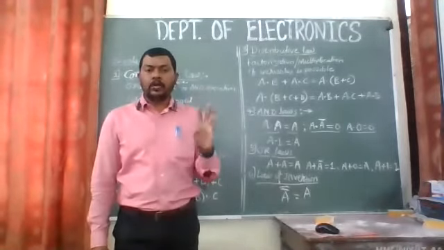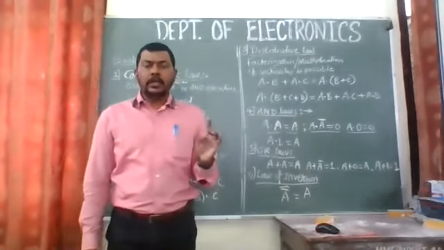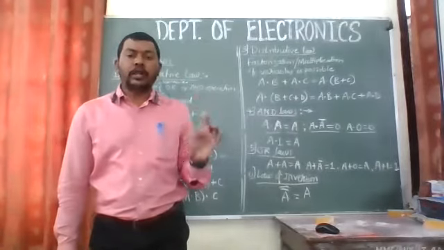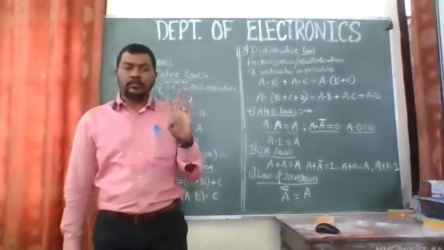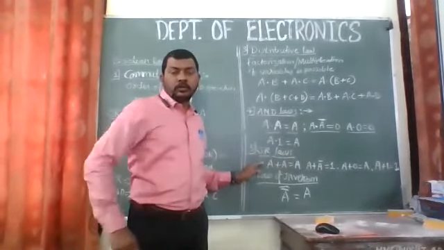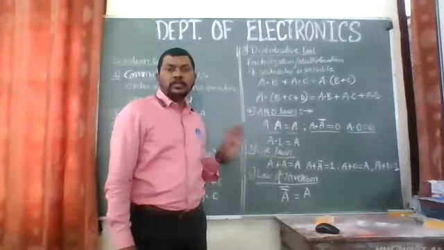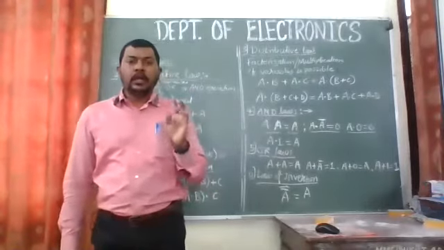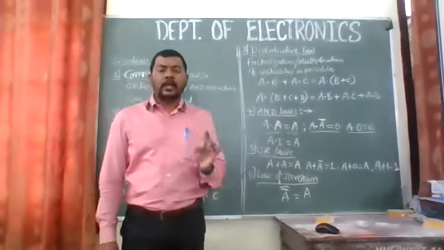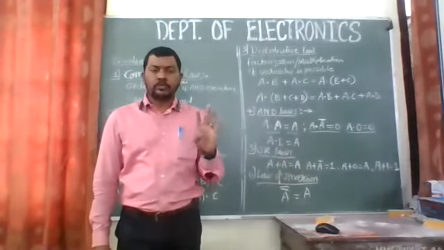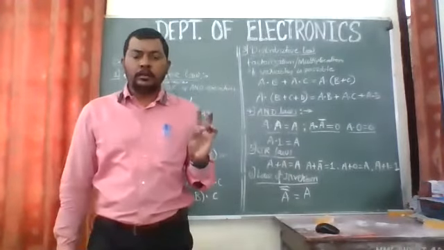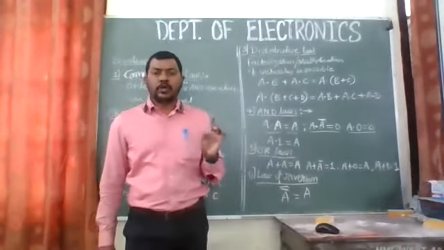Again, I am repeating the four AND laws. A dot A is A, A dot A bar is 0, A dot 0 is 0, and A dot 1 is A. So these are four AND laws. Four OR laws are there. That is the fifth law of Boolean expression. So that is A plus A is A, A plus A bar is 1, A plus 0 is A, and A plus 1 is 1. So these are four equations again.